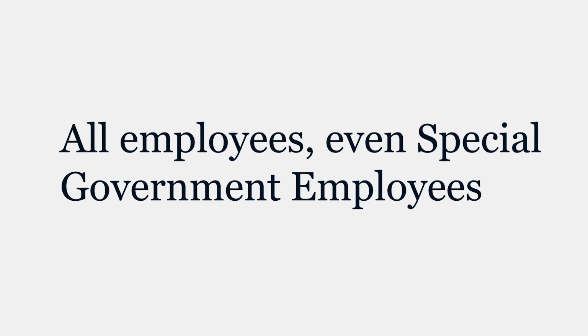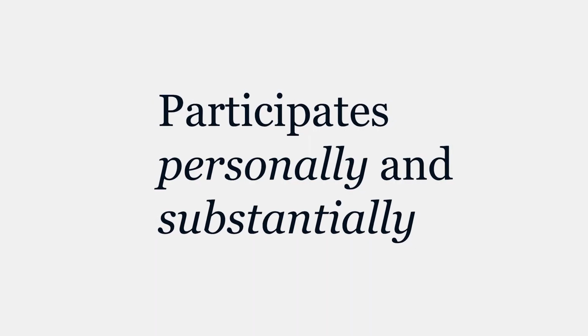Let me see if I can't make this simpler without all of the legalese. The first part talks about who is subject to 208. For USDA, that means all employees, even special government employees. The next part talks about actions. It says participates personally and substantially. This is critical because now we know what we should not do when we have a financial interest in a matter. We should not participate personally and substantially. This should alert you about what you need to do when there is a conflict of interest. We'll briefly talk about that at the end.